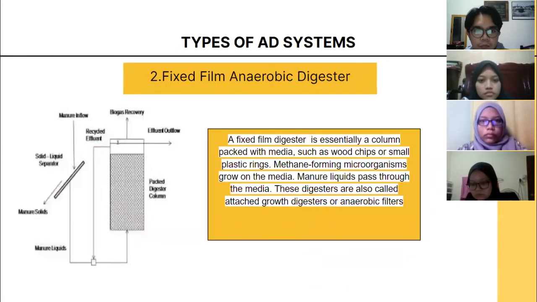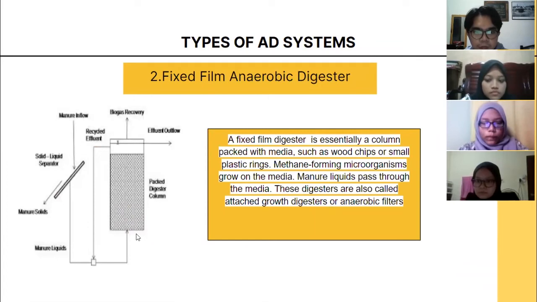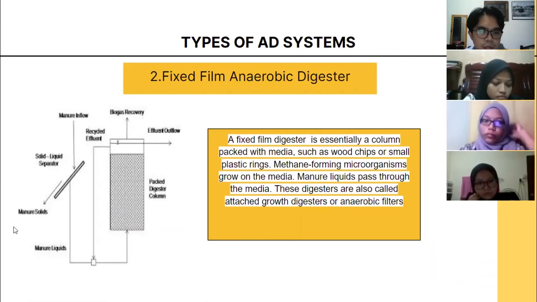The second type of anaerobic digestive system is the fixed film anaerobic digester. It is essentially a column packed with media, such as wood chips or small plastic rings. Methane-forming microorganisms grow on the media. If you can see, there is this slanting kind of wood that is called the manure slides. The digesters are also called attached growth digesters or anaerobic filters.